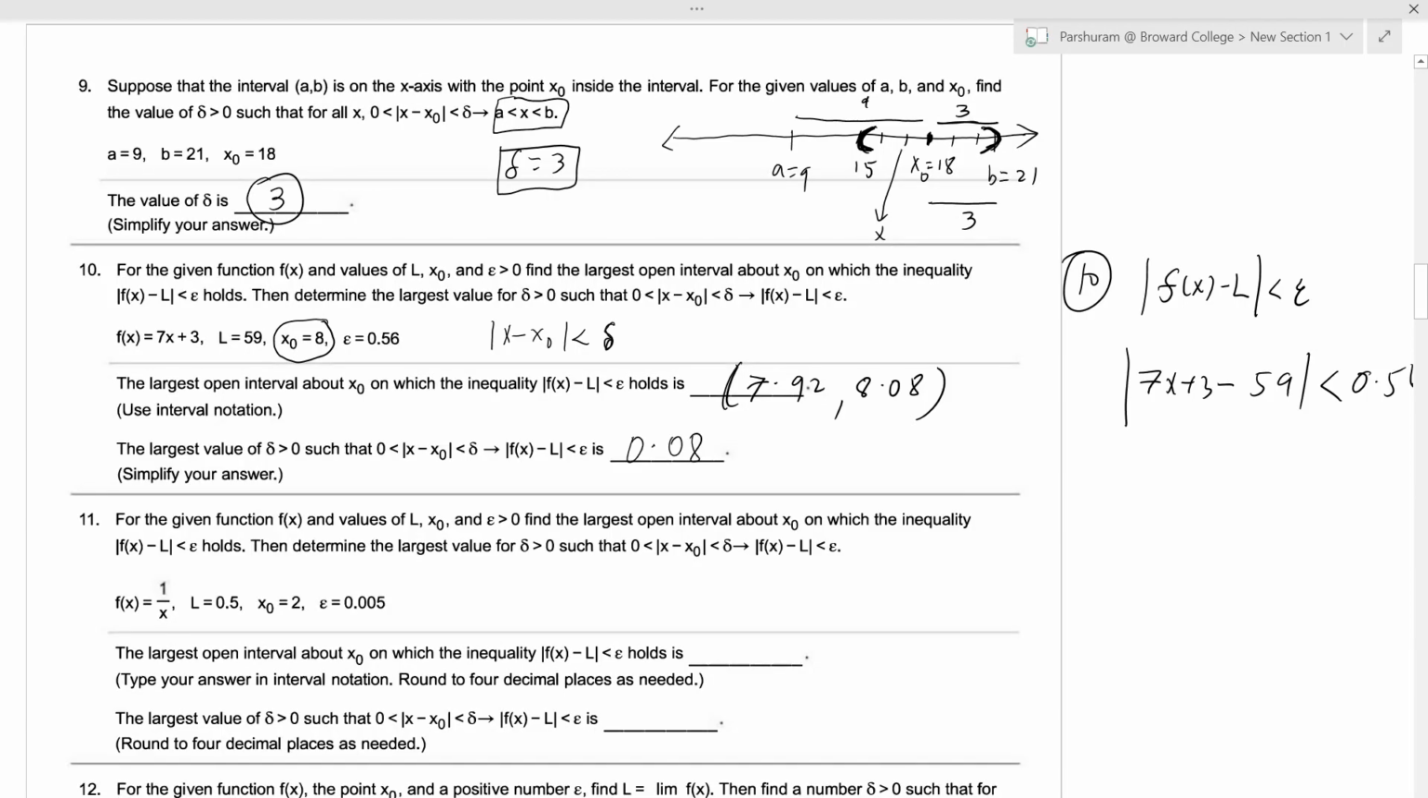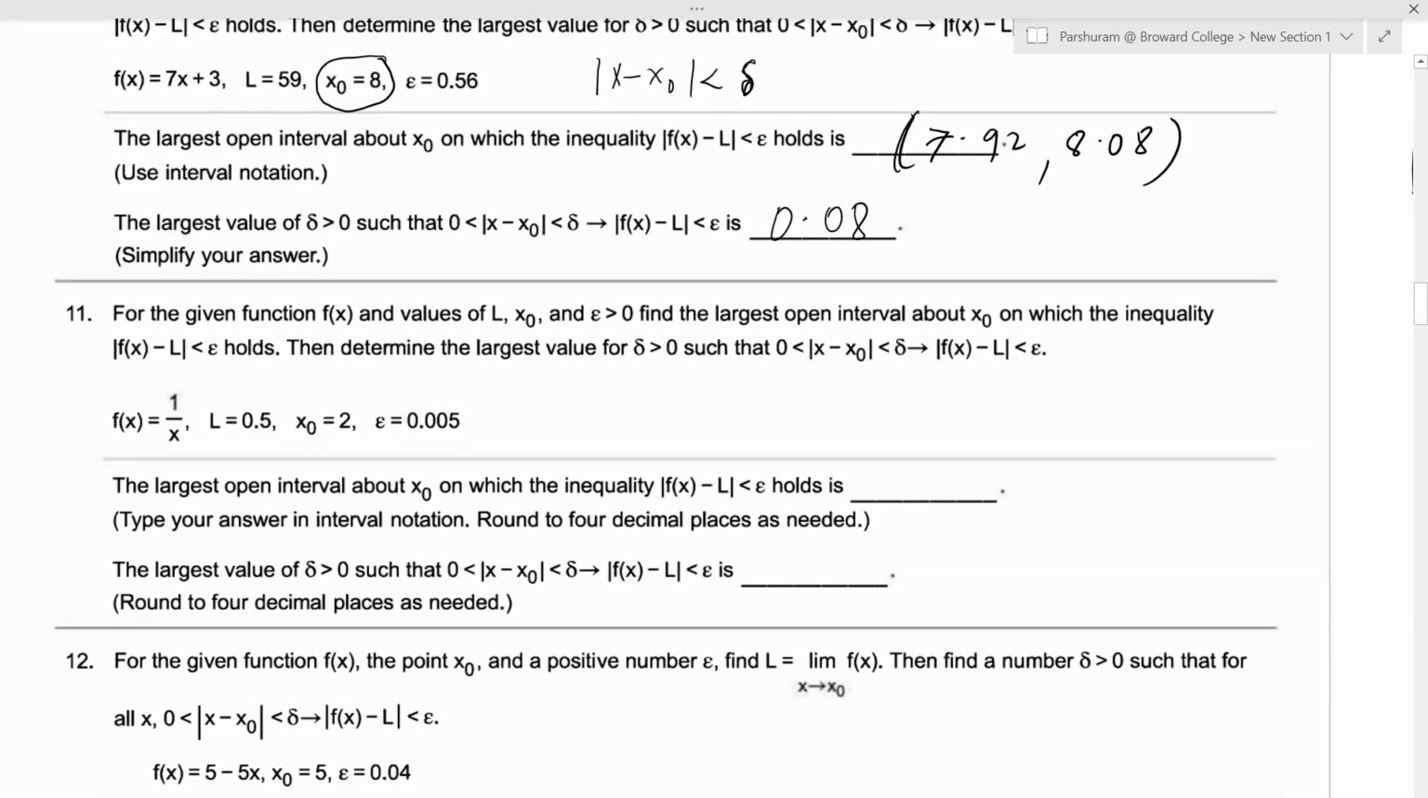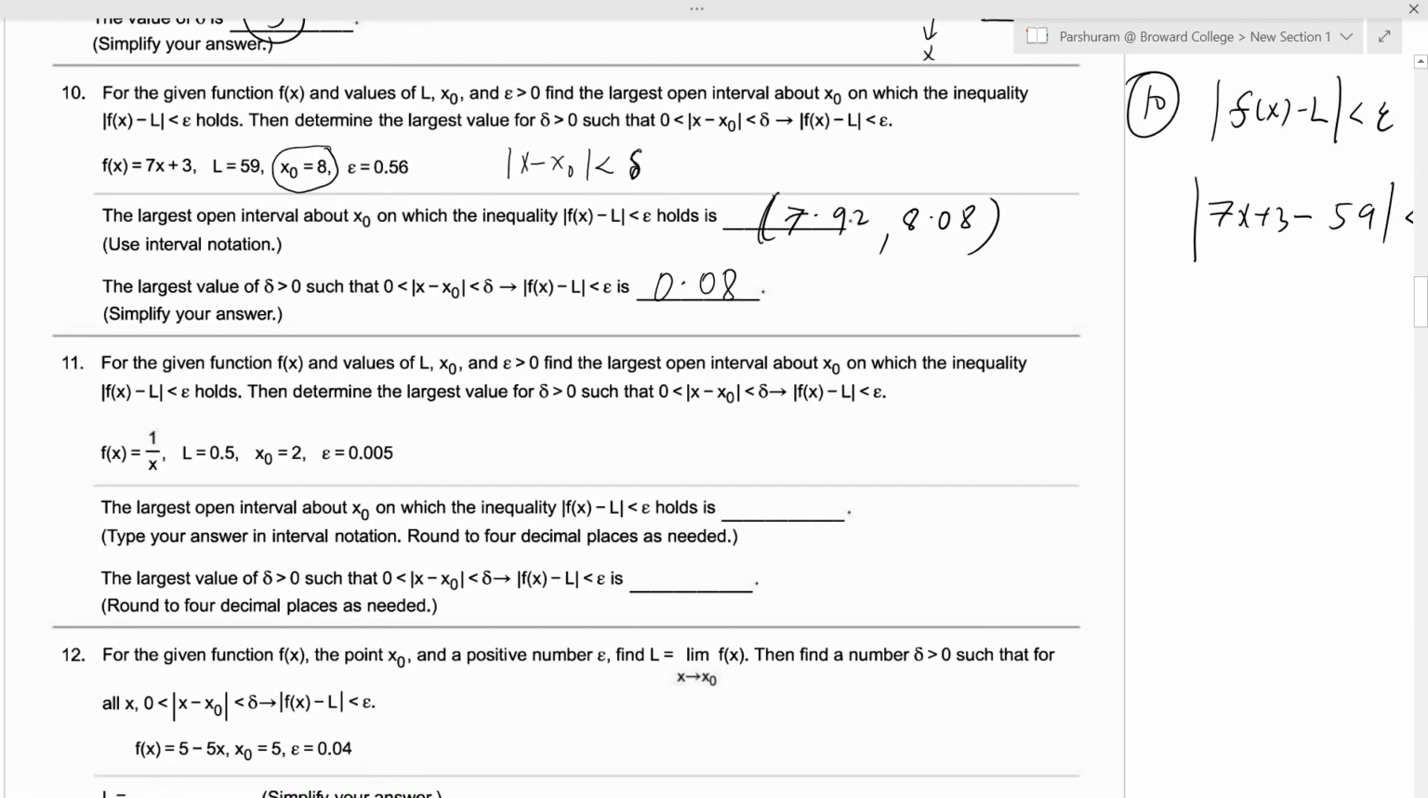Okay, so that's problem 10. And now let's go to problem 11. Problem 11 is very similar to problem 10. Here, we want to find the largest open interval about x0 on which this inequality holds. So we are going to do the very same thing. We plug in the value of f of x, L, and epsilon, and finally we try to find the interval.